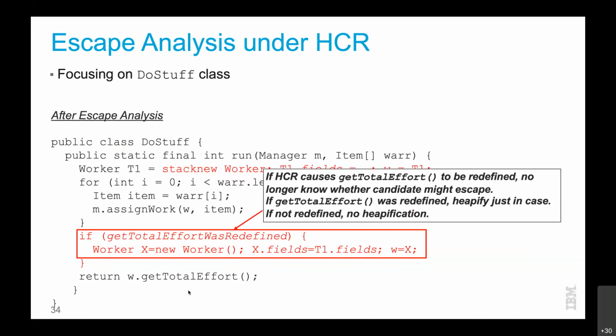So until such a point at which HCR happens and the worker's getTotalEffort method is replaced, we can still continue to use the stack allocated value. If it ever gets replaced by HCR, then we are going to heapify before we call getTotalEffort. So that provides a benefit with escape analysis under HCR, especially now that HCR is enabled by default, where in the past it was not.